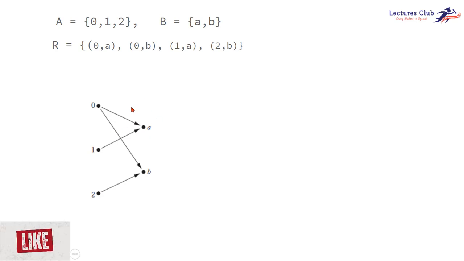And vice versa, if we are given this graph, we can write the relation from this graph as well. There is a two-way communication. We can write this relation from the graph, and we can draw this graph from the relation.